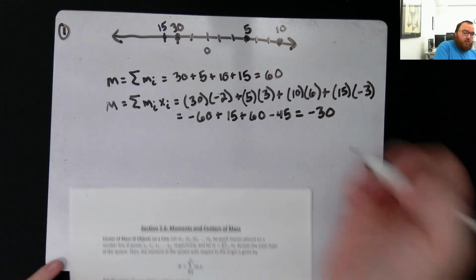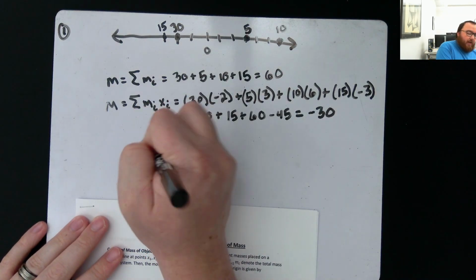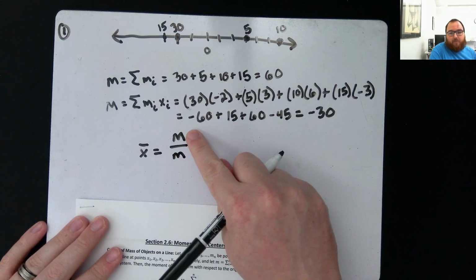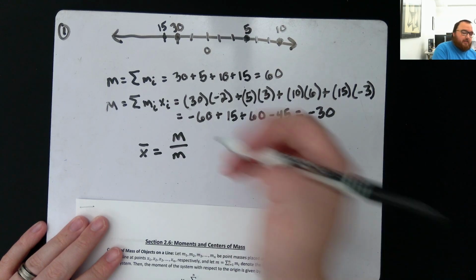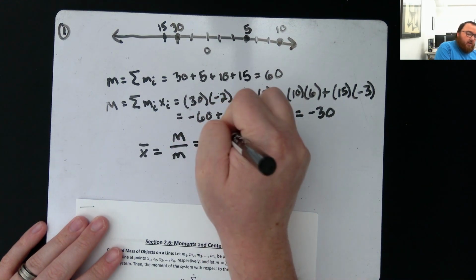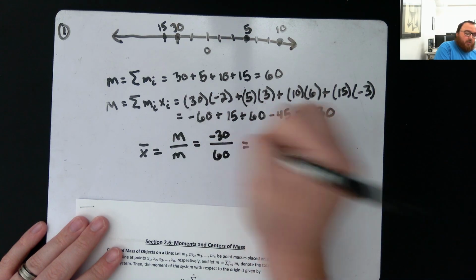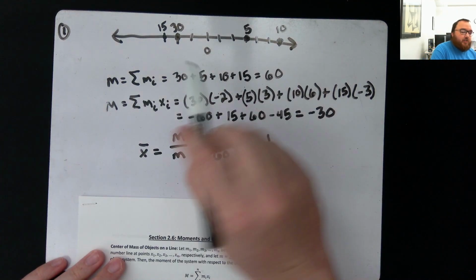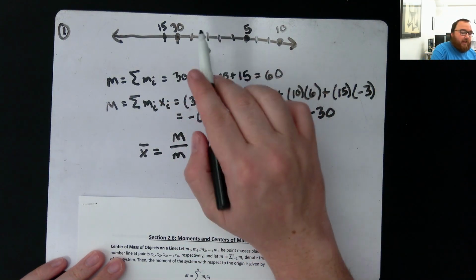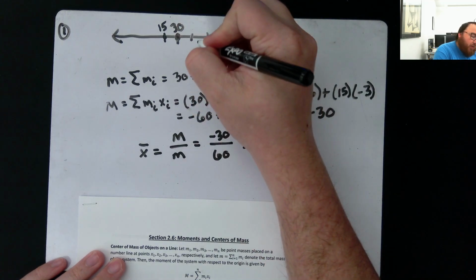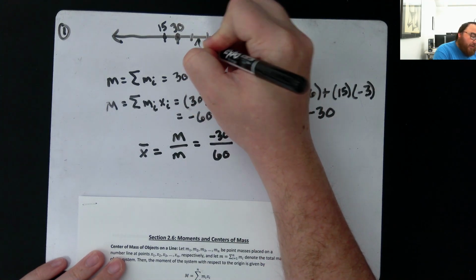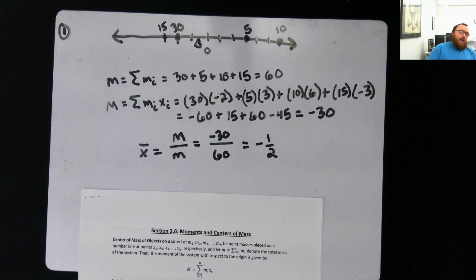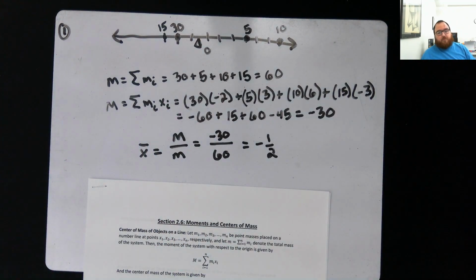So to find the center, which is x bar, the center of mass, that's going to be the moment divided by my total mass, that's the capital M, a lowercase m, moment over mass. My moment is -30, my total mass is 60, so the center is going to be at -1/2. So what this means is the center of these points is going to be at x is equal to -1/2, which is right here. So I could put the center right here, and that's going to balance out all of the weights I have there.